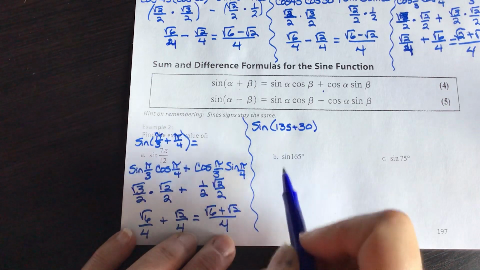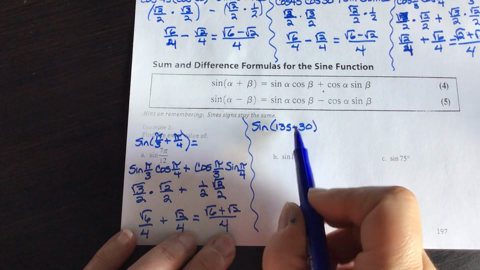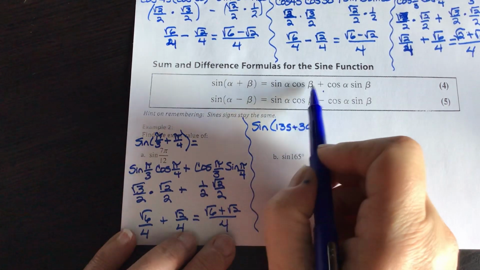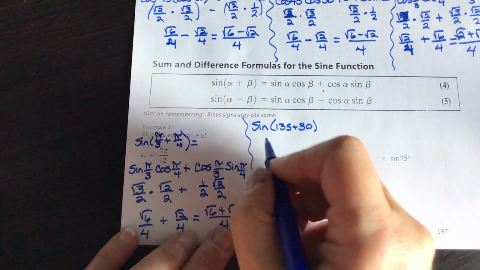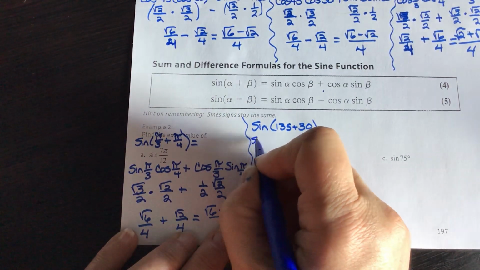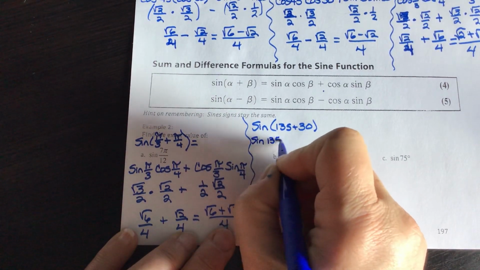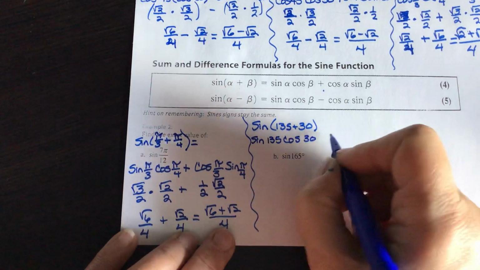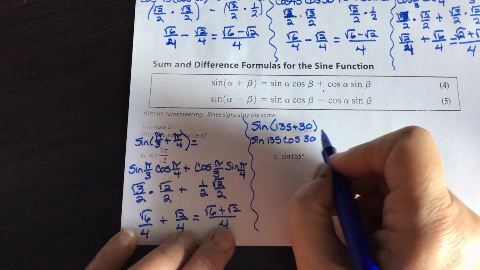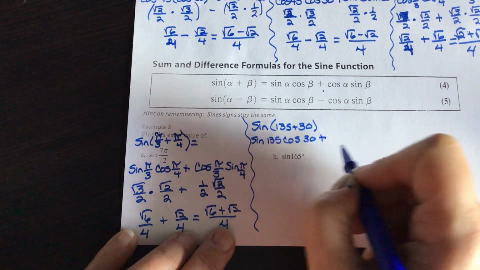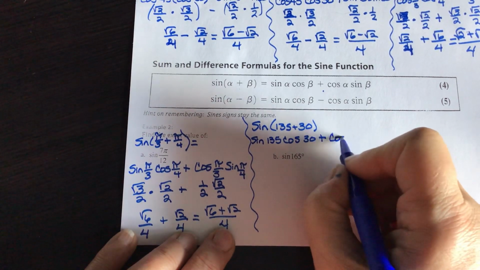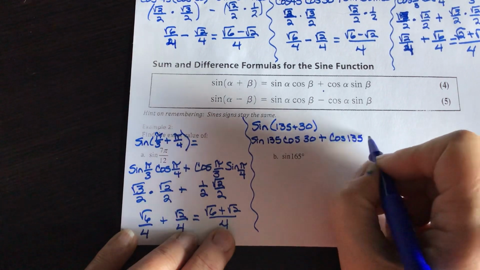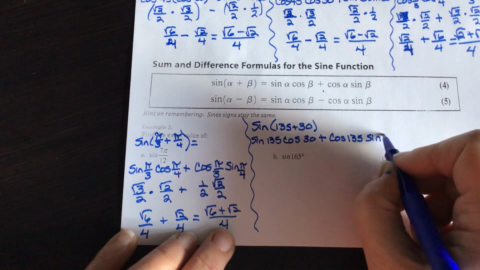So I have the sum of two angles, so I'm going to use the same formula as I just did. So this would be sine 135 cosine 30. And then I'm going to keep the same sign, so I'm adding cosine 135 sine 30.